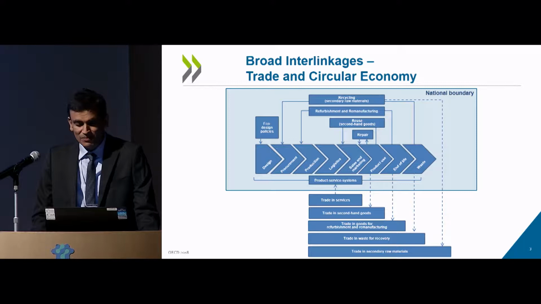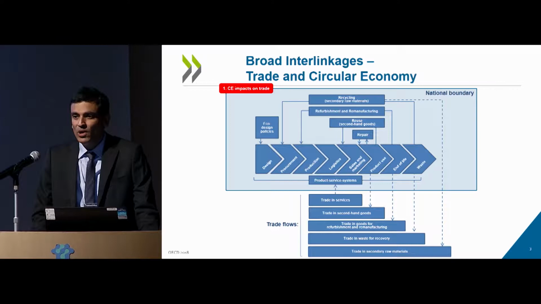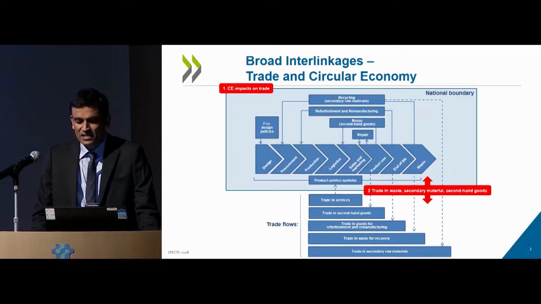So when we think about the linkages, one way to structure the linkages would be as follows. One set of linkages is what would be the impact of circular economy policies on these various trade flows, and also on trade flows related to primary materials. A second set of issues is with regard to specific issues regarding particular material streams, such as trade in secondhand goods, trade in goods for refurbishment, trade in waste, and so on.